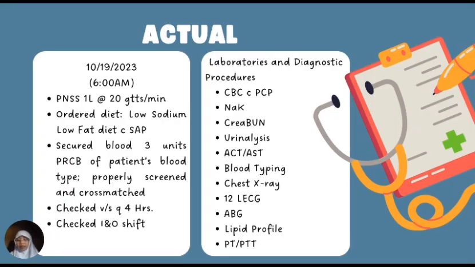For the actual medical management, the patient was given a PNSS regulated at 20 drops per minute. This fluid will help restore fluid volume, improve blood pressure, and support kidney function by ensuring adequate blood flow to the kidneys. It will also help maintain the electrolyte balance by providing sodium and chloride ions. Also, it helps improve urine output by increasing the blood volume and perfusing the kidneys better.